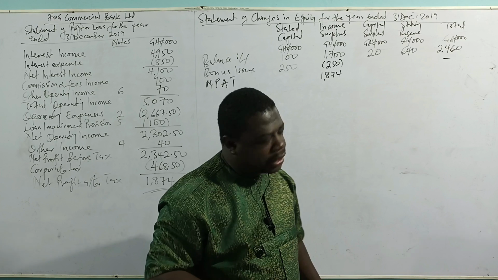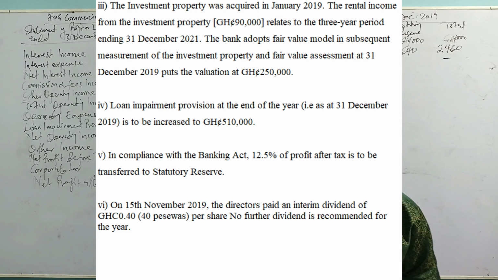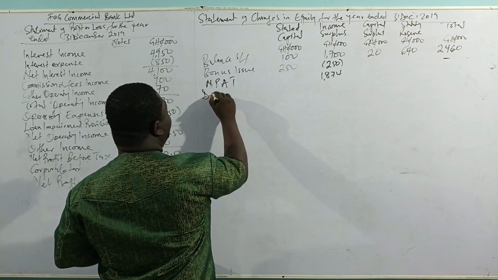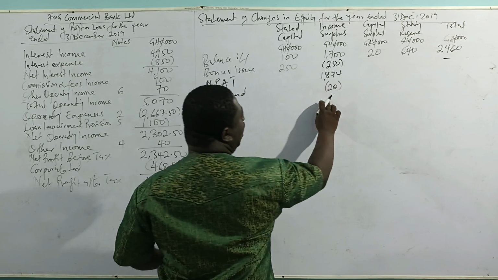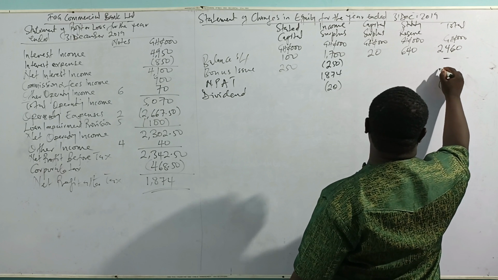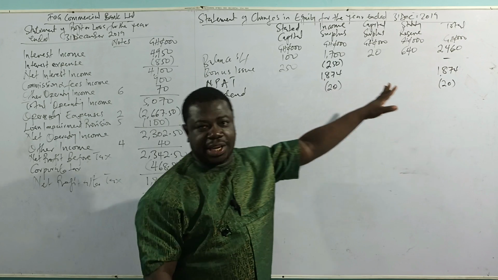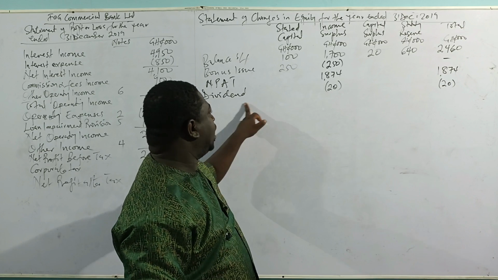Okay, so let's look at the dividend. Now, we are told from the question that on 15th November 2019, the directors paid an interim dividend of 40 pesos per share, which we have already calculated as 20,000. Okay, so we have 20,000 for dividend. So once we have 3 zeros up, we put 20 here in brackets. And in fact, it will also go to the total column, just as the net profit after tax is also going to increase the total. So whatever we put here, we extend to the total. The only time we don't put it at the total is when it's a transfer. So please take note. Then the dividend is also paid.